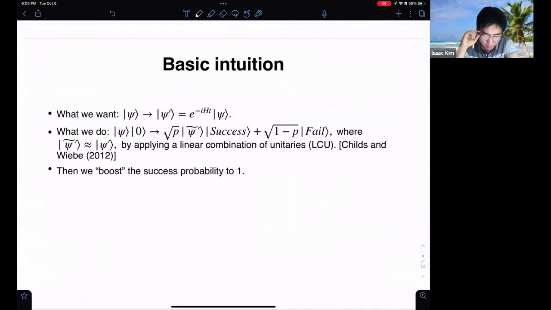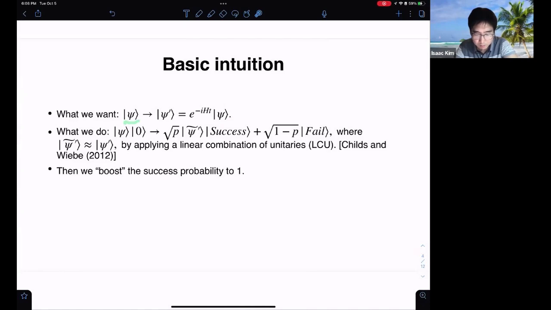Okay, so what is the basic intuition? What we really want is the following. We want to begin with an arbitrary quantum state, let's call it psi, and we want to transform this state into psi prime, which is, well, obviously we want to apply this time evolution operator. So creating this psi prime is what we want to do.